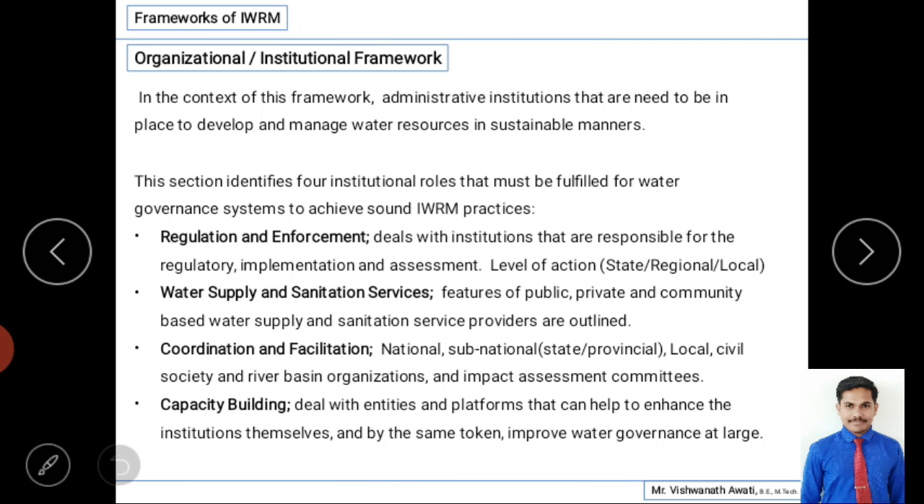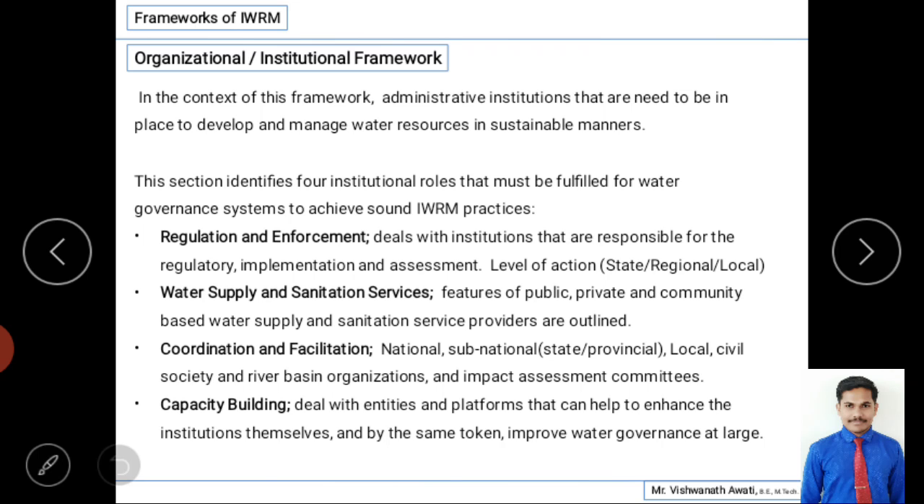Next is water supply and sanitation services. We know that many institutes are there, like the urban water supply and sanitation board, right? Irrigation board or irrigation departments, right? Why did we start these kinds of institutes? Because they have serviceability. They are giving the service to the users.